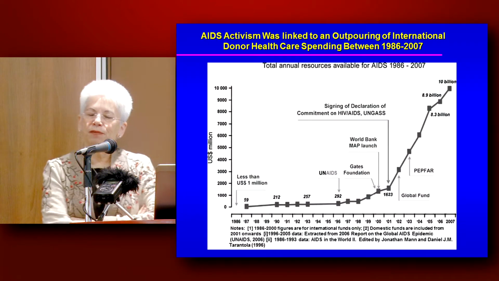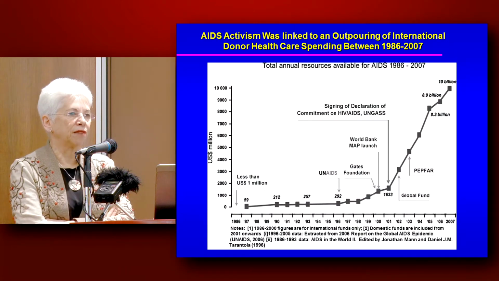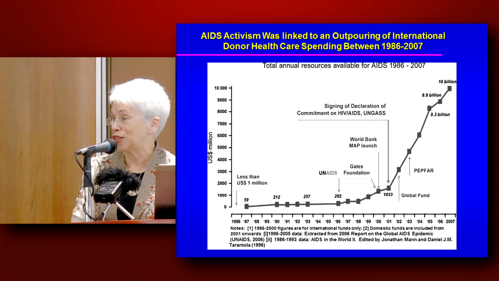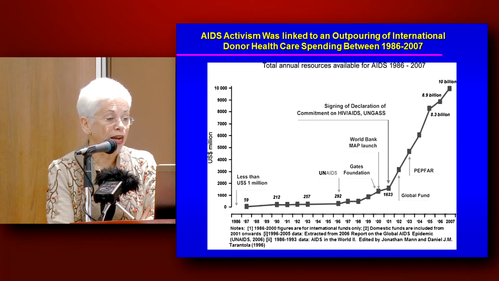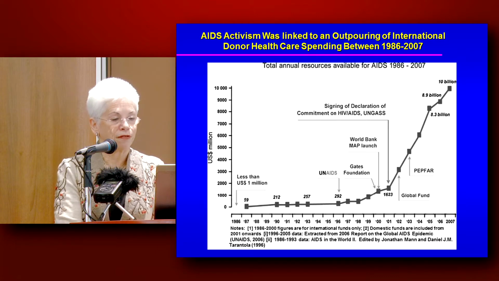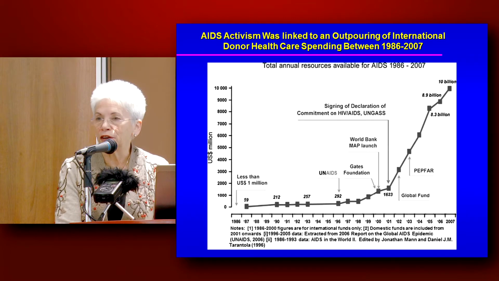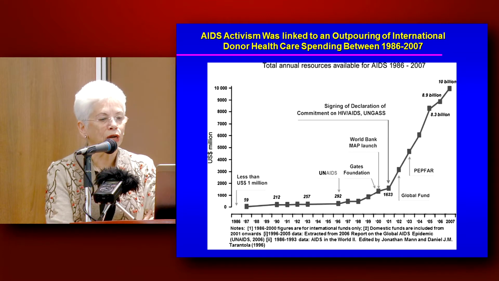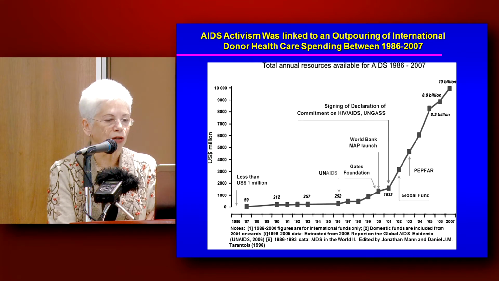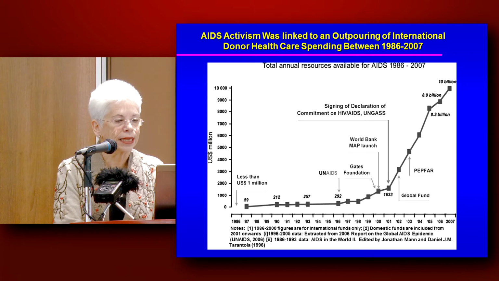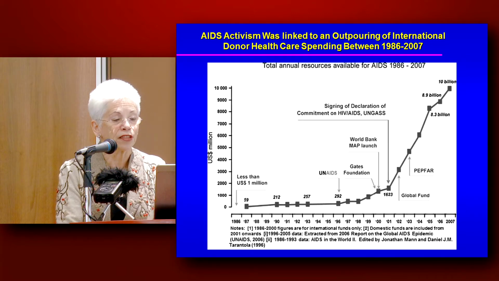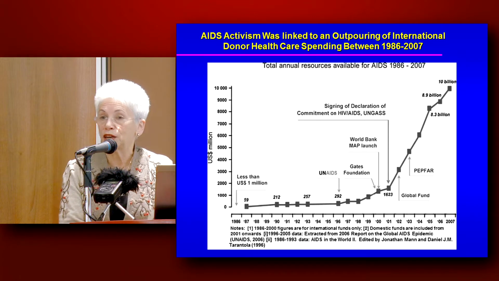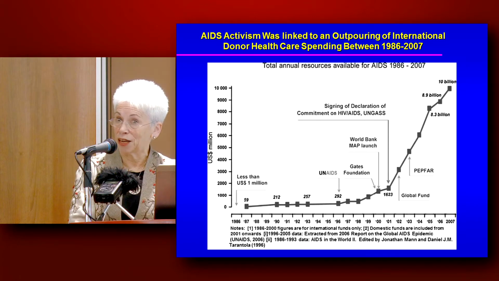So that activism led to a great deal of investment in antiretroviral rollout in Sub-Saharan Africa and other poor countries. You can see on this graph that until HIV came along, there was very little foreign investment in global health. The HIV epidemic totally changed that. Starting with UNAIDS in 1996, then the Gates Foundation, then the Global Fund for AIDS, Malaria, and TB, and PEPFAR led to an incredible investment, still not enough.